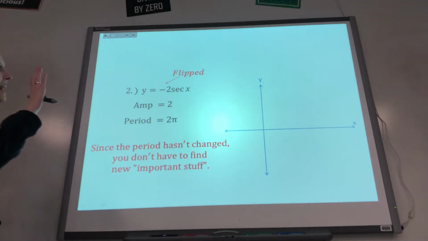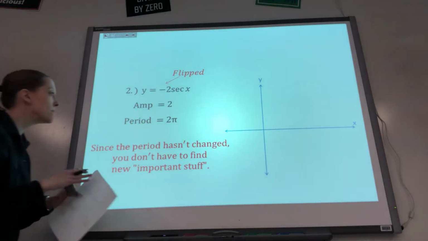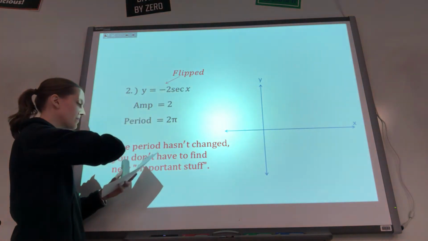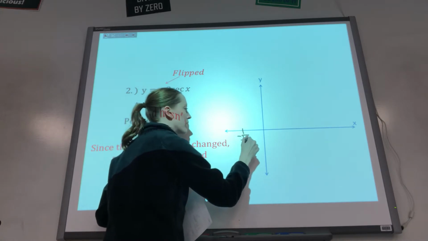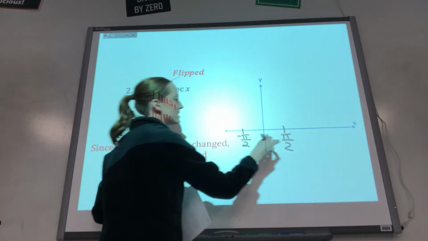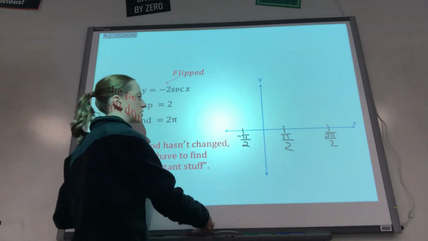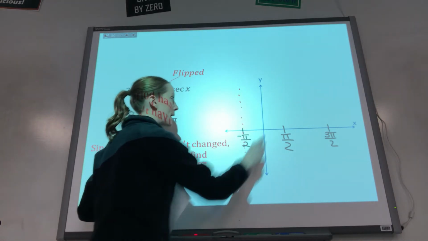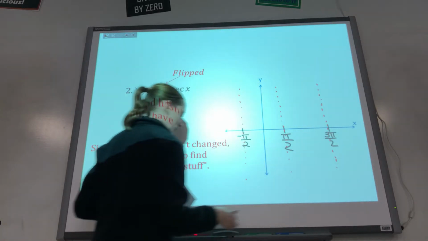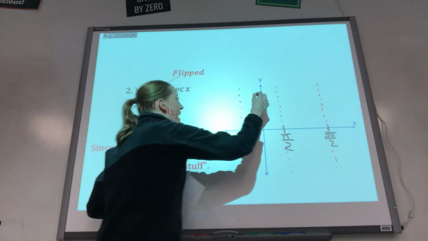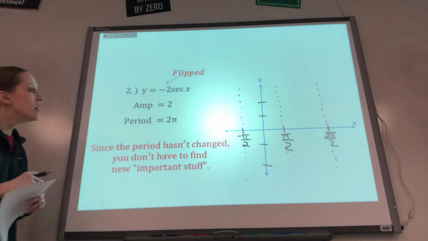I'll go ahead and start to label all of my important stuff here. This is secant. So it's like what we had on the last one, but back to the old values. This is negative pi over 2, positive pi over 2, and 3 pi over 2. Don't forget it's flipped, so we'll have to kind of watch for that whenever we go to do our points. Amplitude is 2. You can just use the lines on your paper for that.